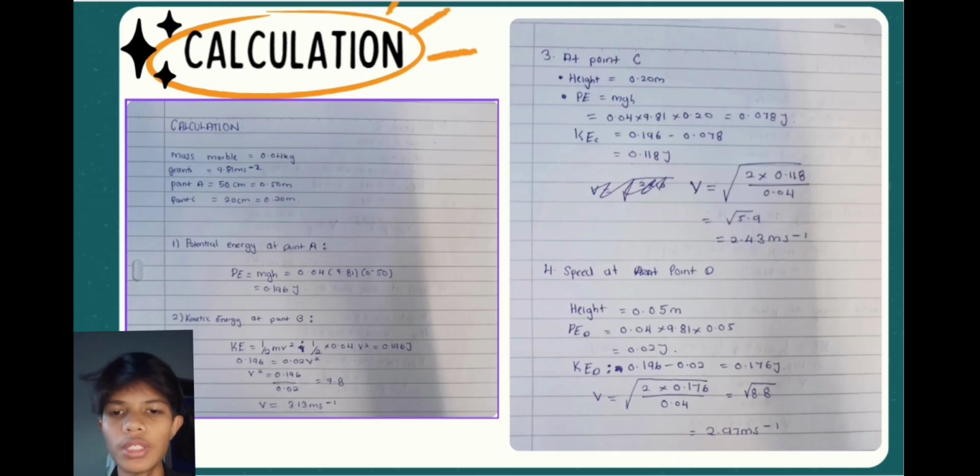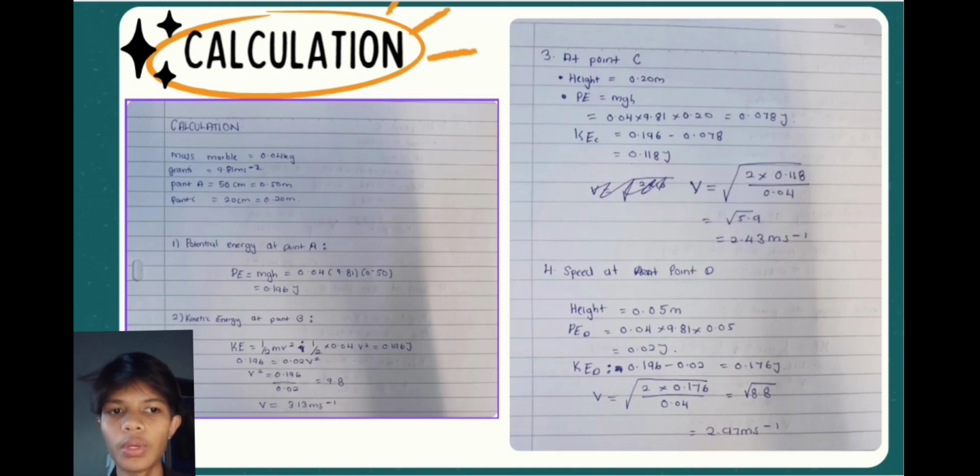Then at point C, which is 0.2 meter height, we calculate the potential energy as 0.078 joule. So the remaining kinetic energy is 0.118 joule. That gives a speed of 2.43 meters per second.